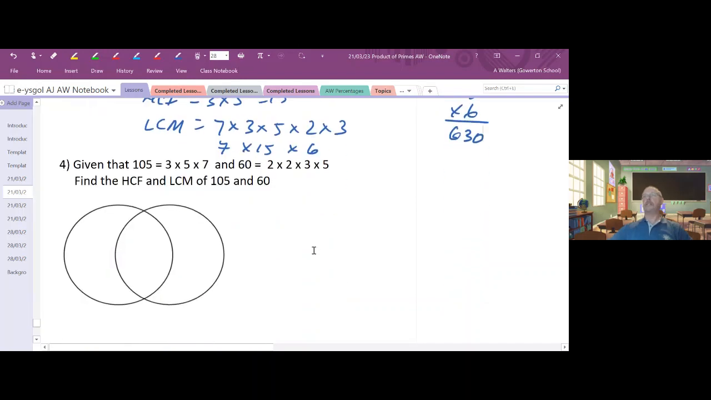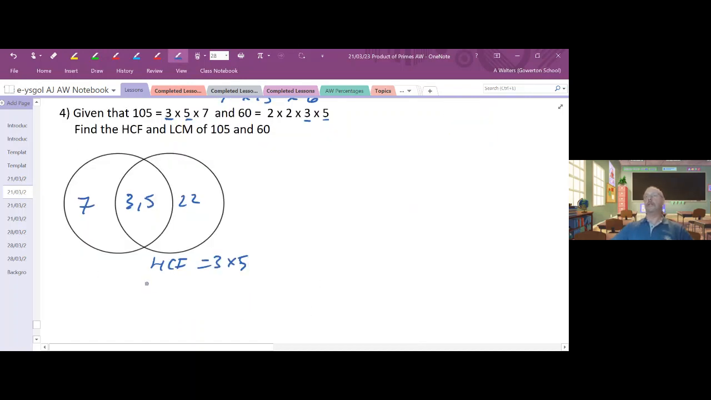I'll just give you the answers to the next one. The common ones are here, the 3 and the 5. Okay, so 3 and 5 go in the center. I'm left with a 7. I'm left with a 2 and a 2 on the right. So the highest common factor, once again, is 15. And the lowest common multiple is everything else put together.